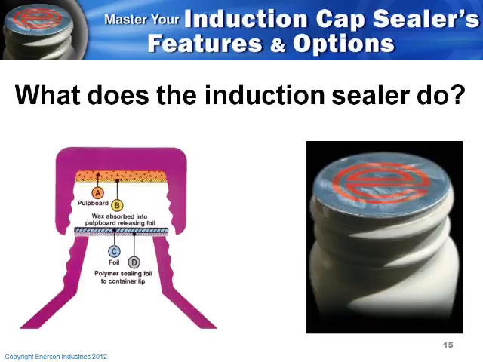What does your induction cap sealer do? We get this question all the time, and the answer is really quite simple. The sole function of an induction cap sealer is to heat the aluminum foil layer in the seal structure. As you heat the aluminum foil layer, the polymer layer that you see at the bottom of the foil, labeled D in this picture, begins to flow.